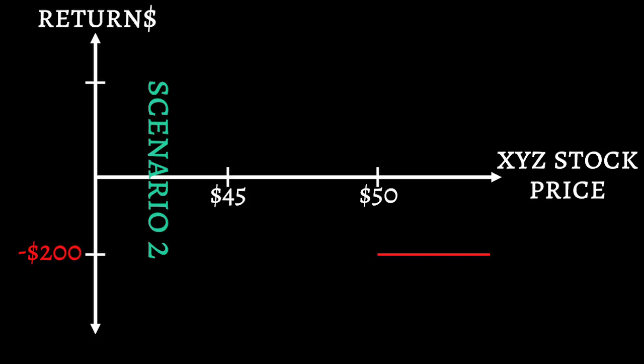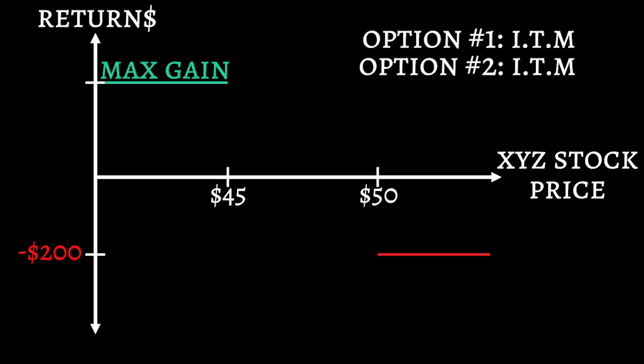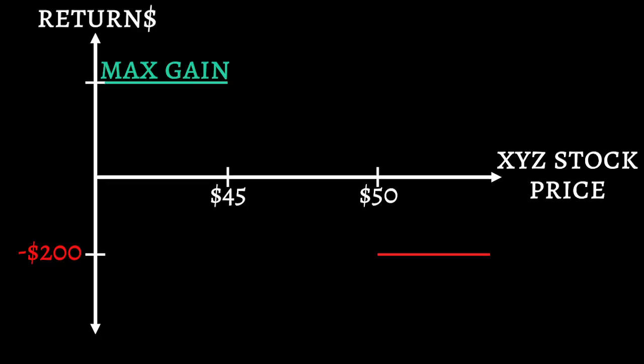Next is scenario 2. The options expire and XYZ is at or below $45. Congratulations, you're a winner. You picked the correct direction and movement size for XYZ, which means you get the maximum possible profit. In this situation, both puts would expire in the money. You would profit the difference between the two strike prices minus the cost of the spread.